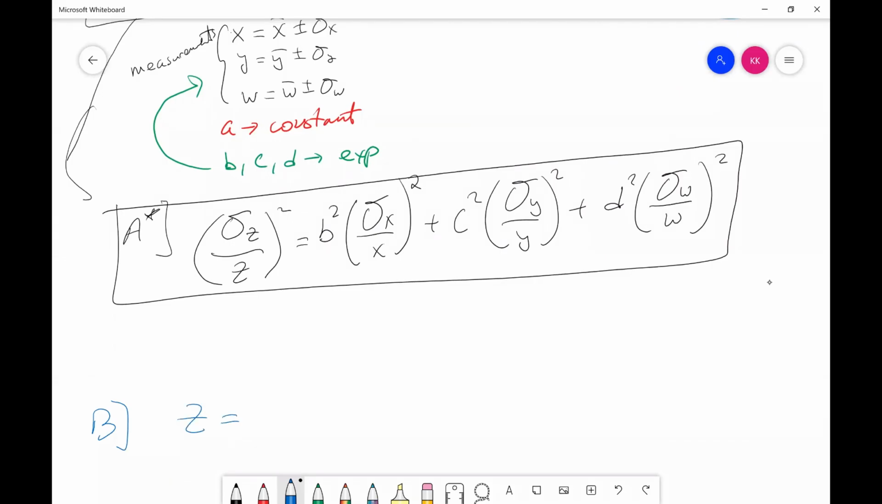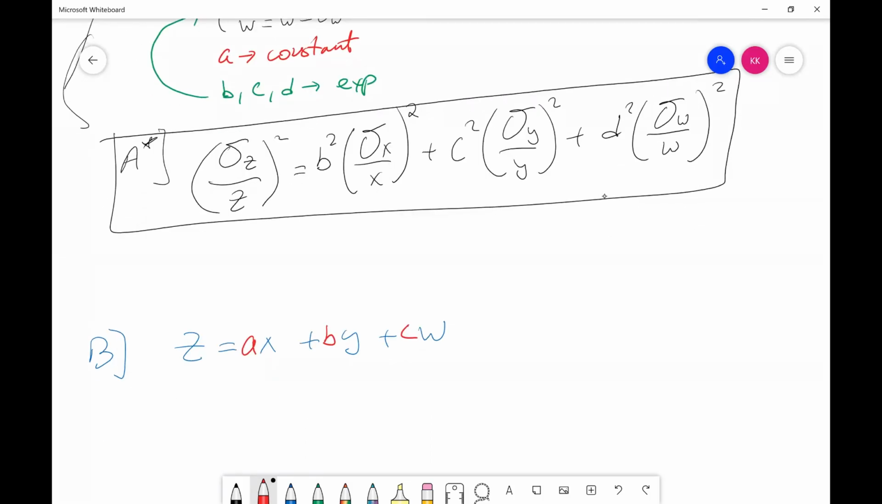it could be the sum of some measurements. Okay, it's X plus Y plus W. You're summing those measurements, let's say. Remember, X, Y, and W are basically measurements. And one thing you can also have here are coefficients, A, B, and C. That means what we have here is this.